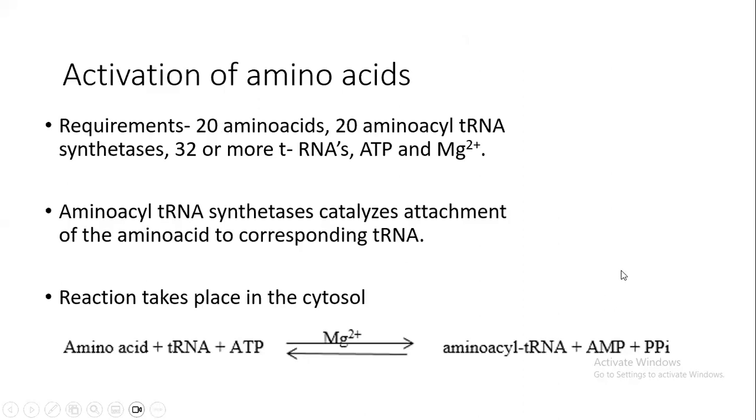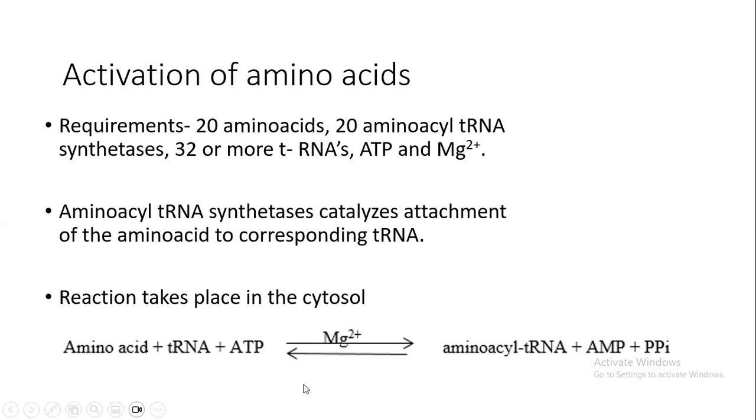So first stage, that is activation of amino acids. For this we need 20 amino acids, 20 different amino acid transfer RNA synthetases, each enzyme specific for one amino acid, 32 different transfer RNA molecules, energy in the form of ATP and Mg2 plus ions as cofactor. So the enzyme amino acid transfer RNA synthetase basically catalyzes attachment of the amino acid to the corresponding transfer RNA molecule.